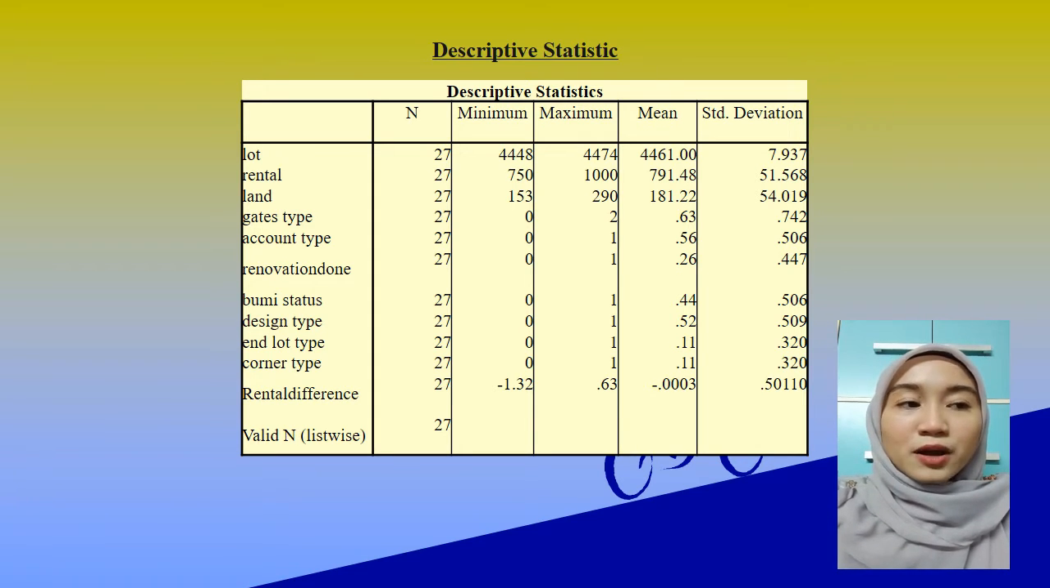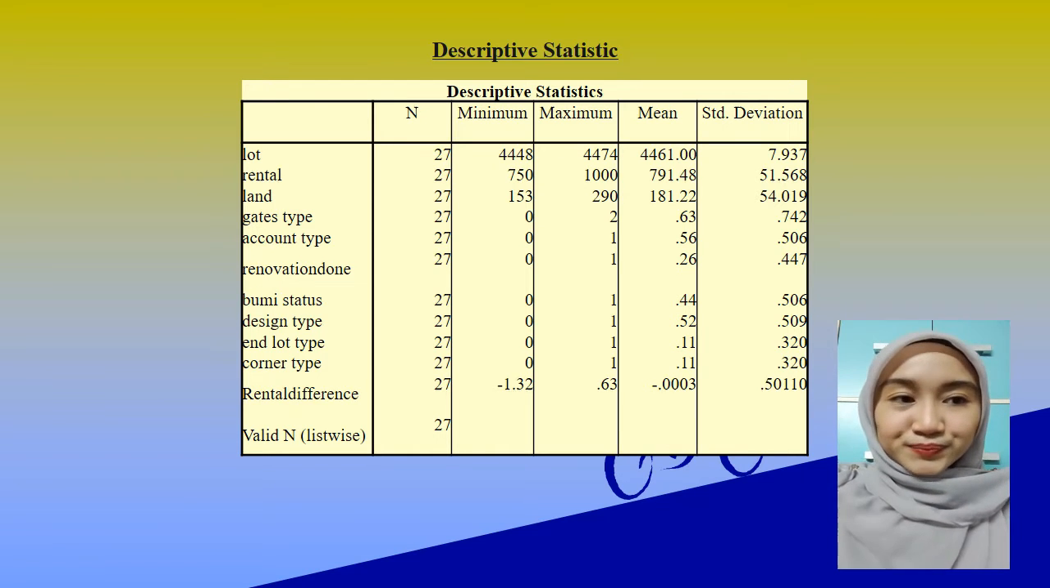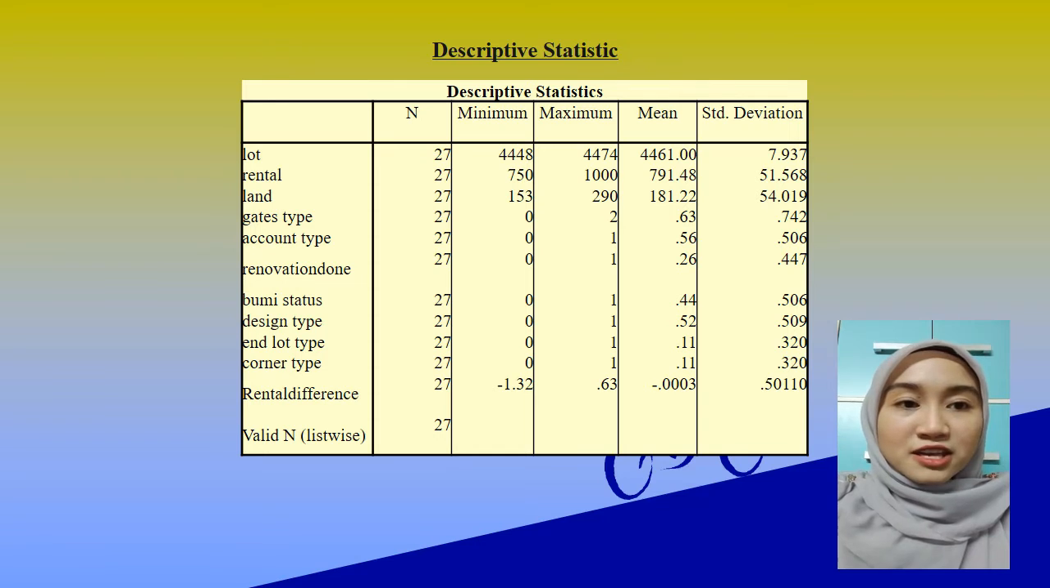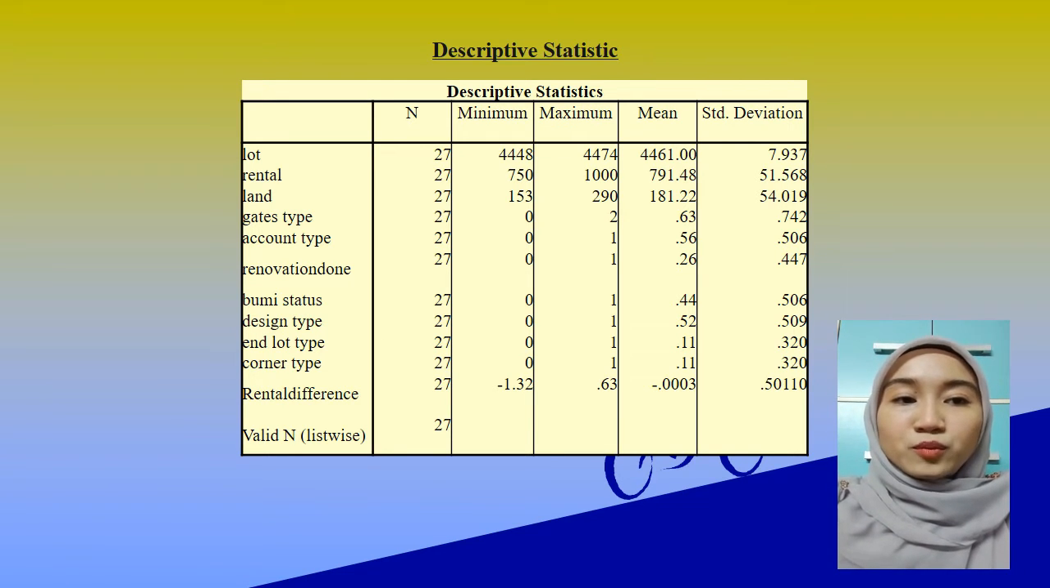Besides, the account type also does not have a minimum number of data, but the maximum number of data for account type is 1, while the mean for account type is 0.56 and its standard deviation is 0.506. Indeed, the minimum and maximum number of data for renovation done is the same as the account type, and the mean of renovation done is 0.26, where the standard deviation is 0.447. It's more volatile, but it's varying from average. Furthermore, booming status does not have a minimum number of data.